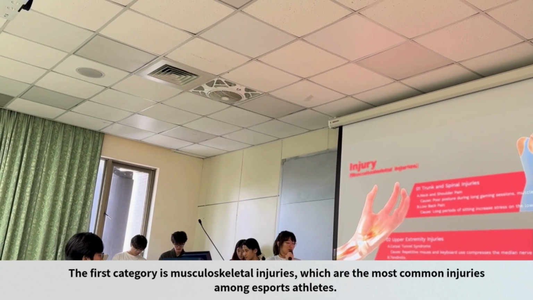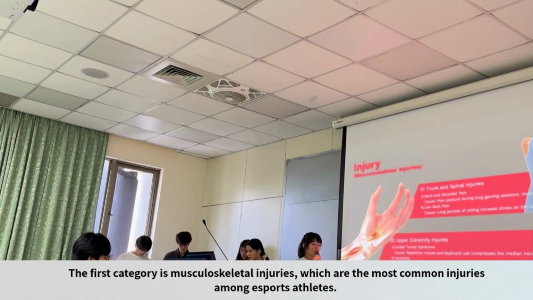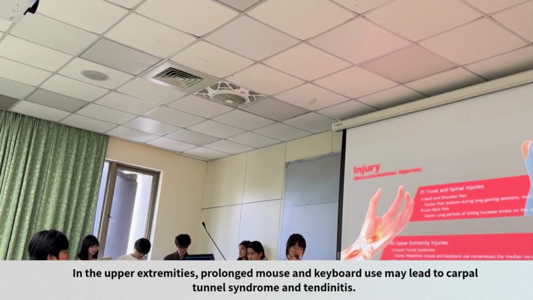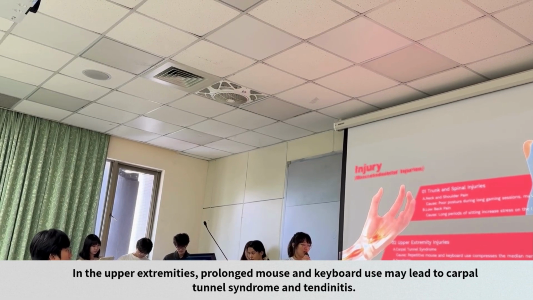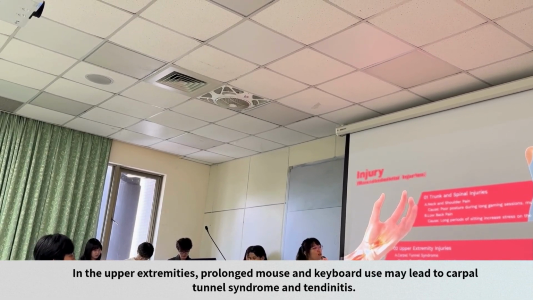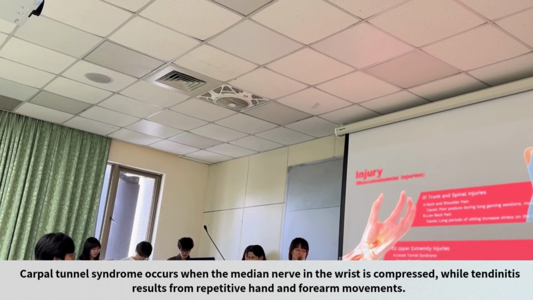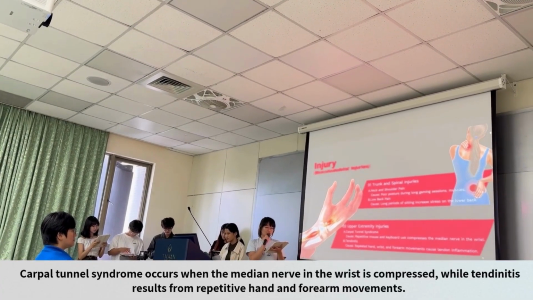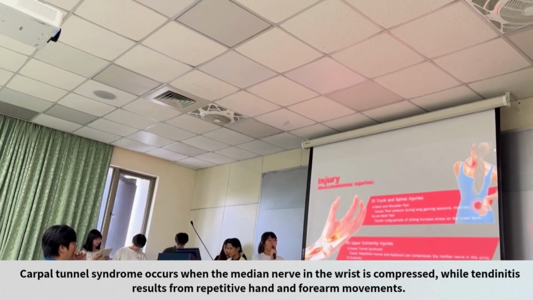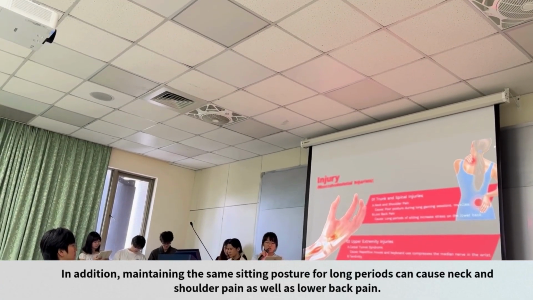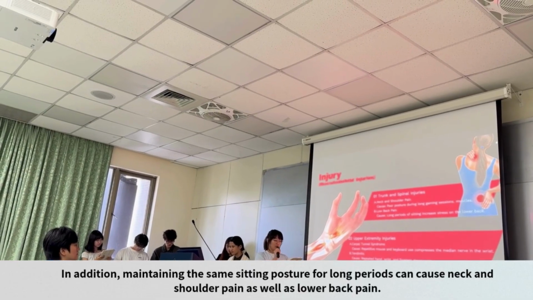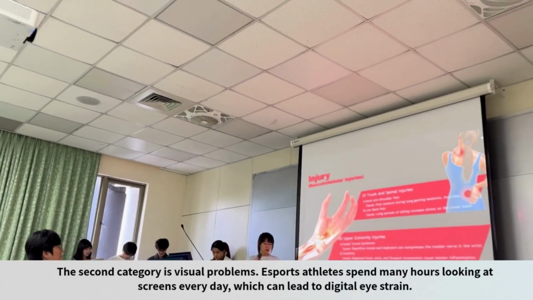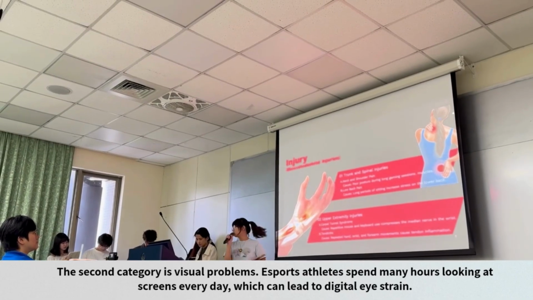The first category is musculoskeletal injuries, which are the most common injury among e-sport athletes. In the upper extremities, prolonged mouse and keyboard use may lead to carpal tunnel syndrome and tendinitis. Carpal tunnel syndrome occurs when the median nerve in the wrist is compressed, while tendinitis results from repetitive hand and forearm movement. In addition, maintaining the same sitting posture for long periods can cause neck and shoulder pain as well as lower back pain. The second category is visual problems.